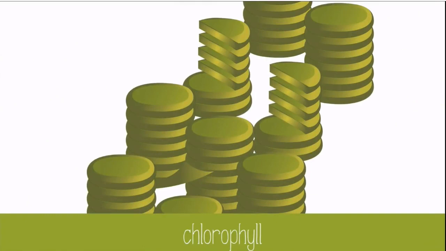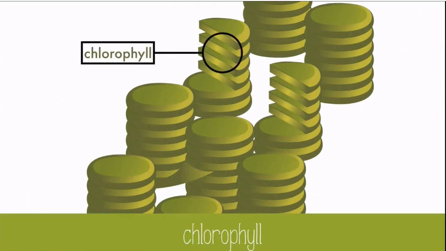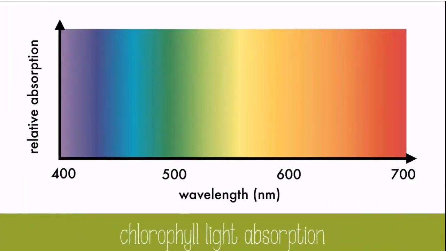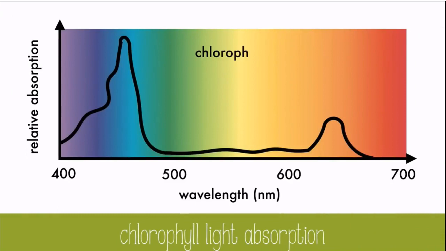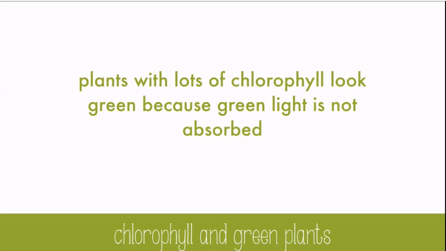In the membranes of the thylakoid discs are tiny pigment molecules like chlorophyll, which capture energy from light. Chlorophyll A is the most common type, but there's also chlorophyll B. Let's look at how they absorb, reflect, and transmit light. Chlorophyll A absorbs and uses mostly blue light and a little orange and violet. It reflects all of the green light and some of the yellow light. Chlorophyll B absorbs mostly violet light and red light, but also reflects greens and yellows. Because of this, plants with lots of chlorophyll look green.